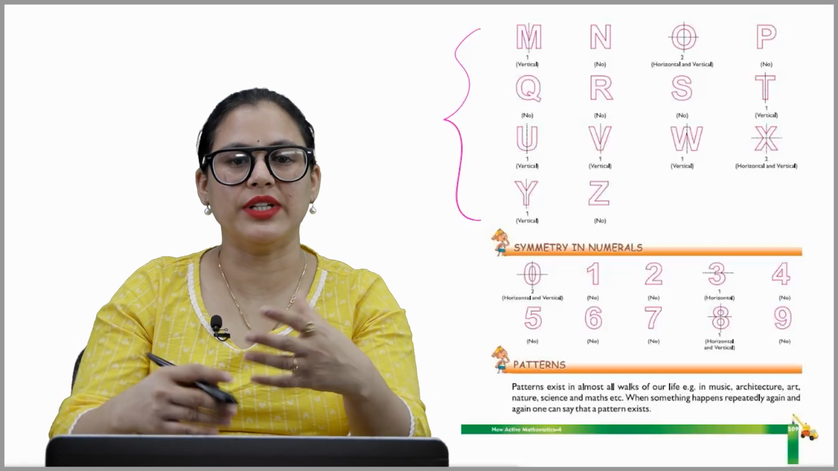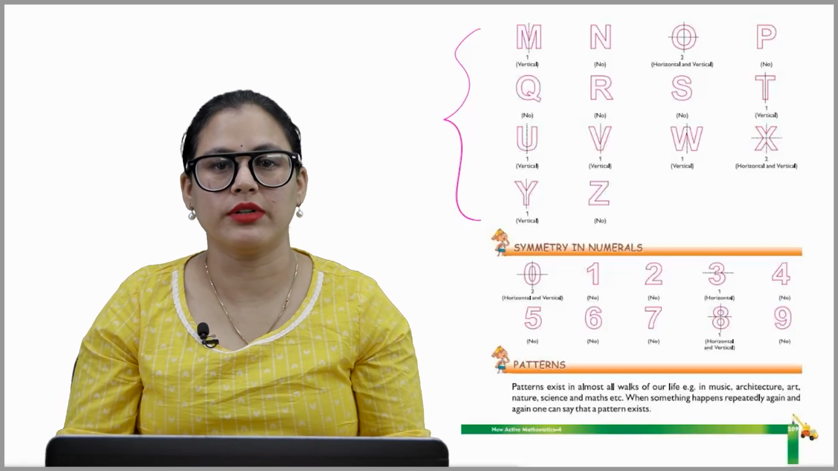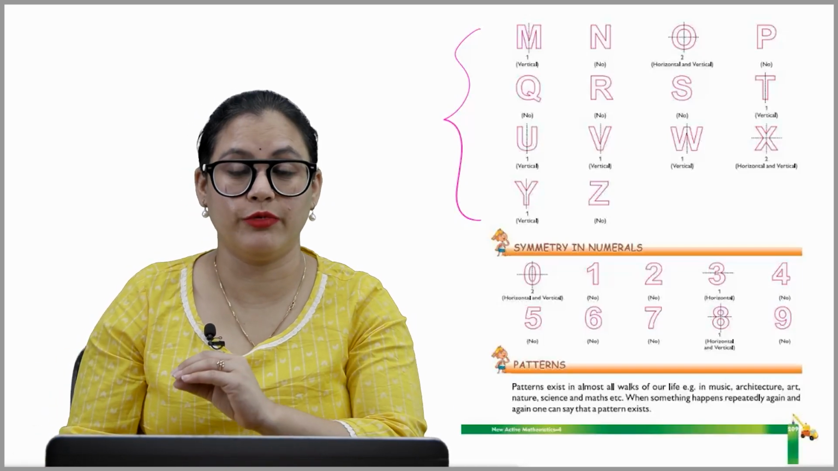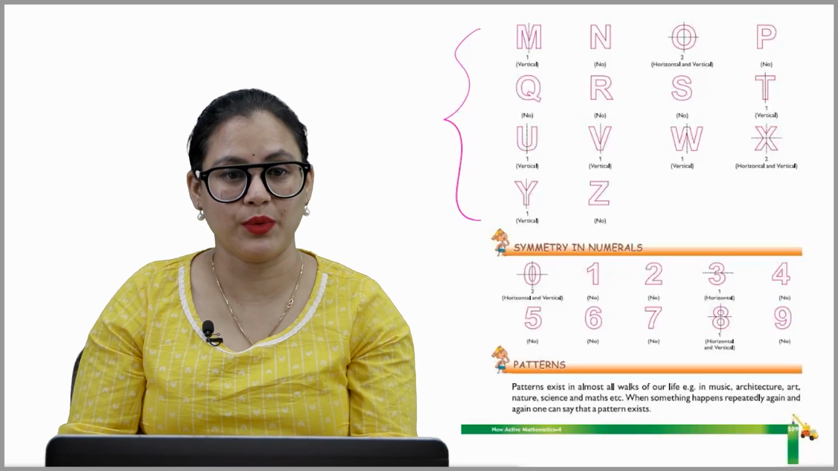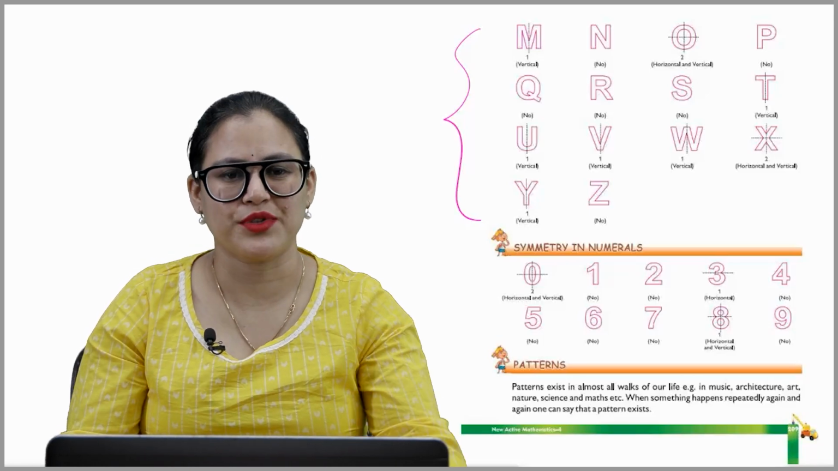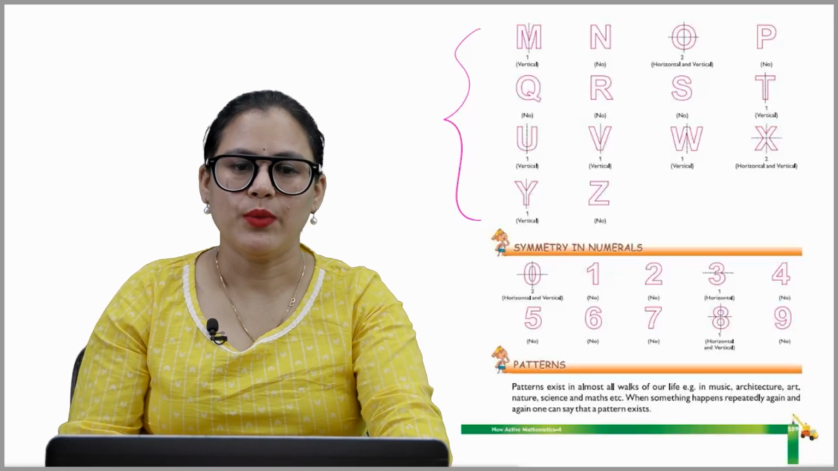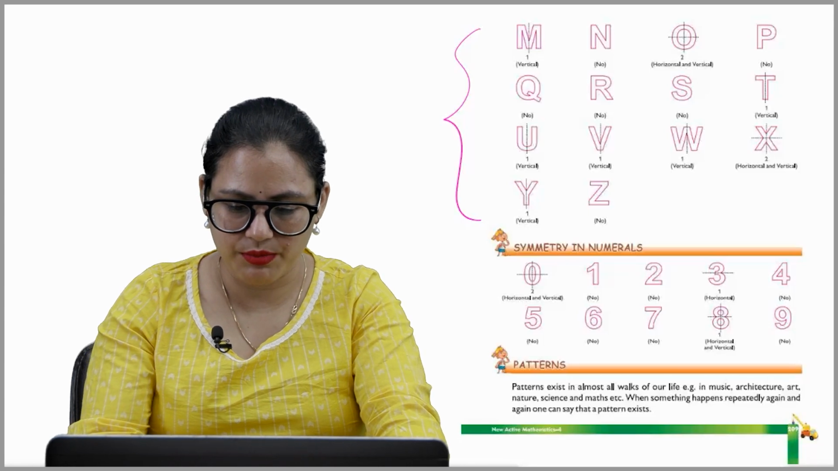Here also you can observe which letter has a vertical line of symmetry, which letter has a horizontal line of symmetry, and which letter has no line of symmetry. Similarly, we can see symmetry in numerals, that is, in numbers.